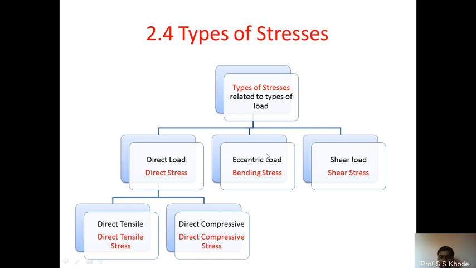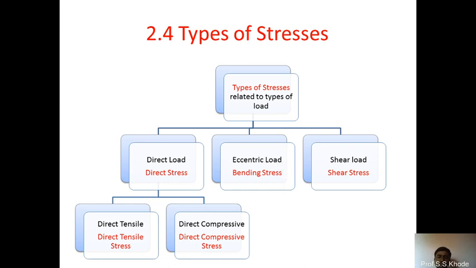I have already discussed that due to the eccentric loading condition, bending stress is generated in the body. And next type, that is due to the shear loading condition, the stress generated in the body will be the shear stress.